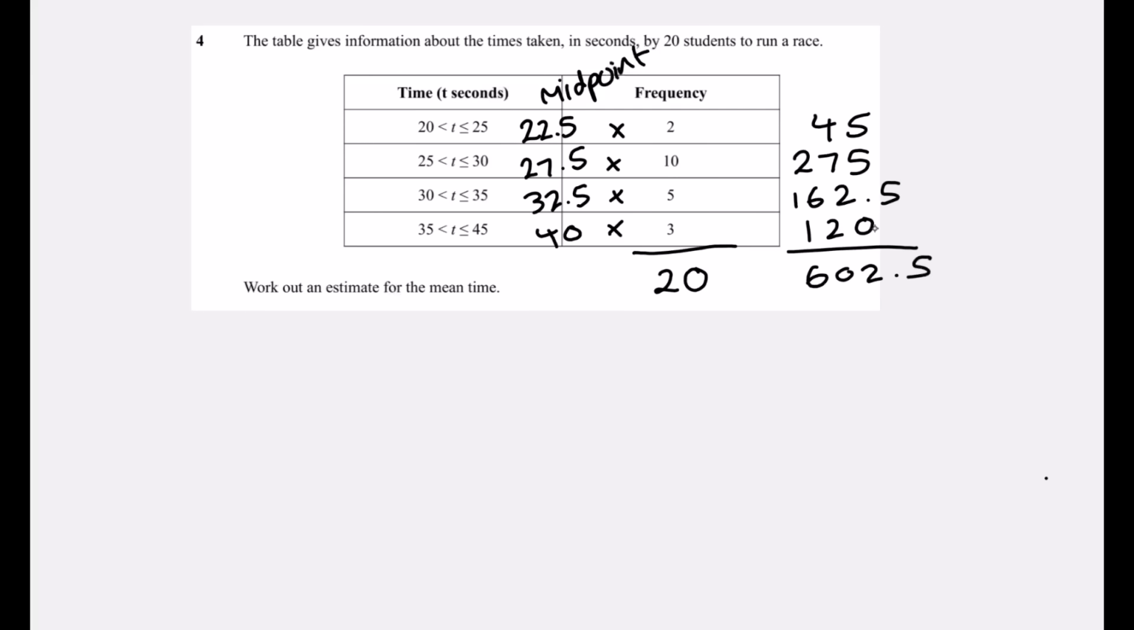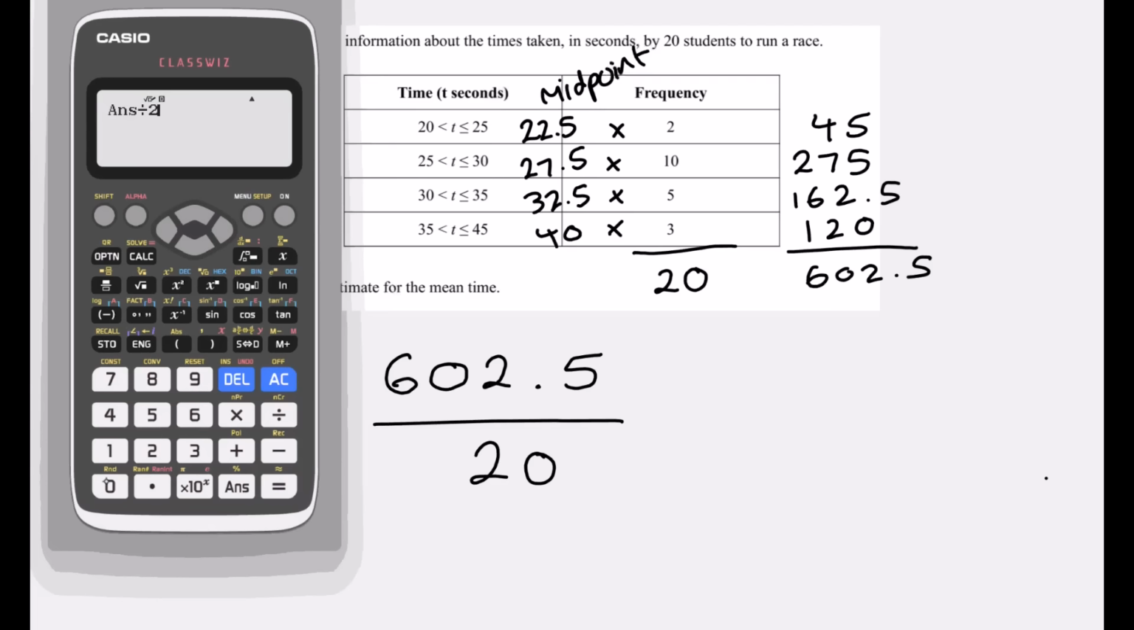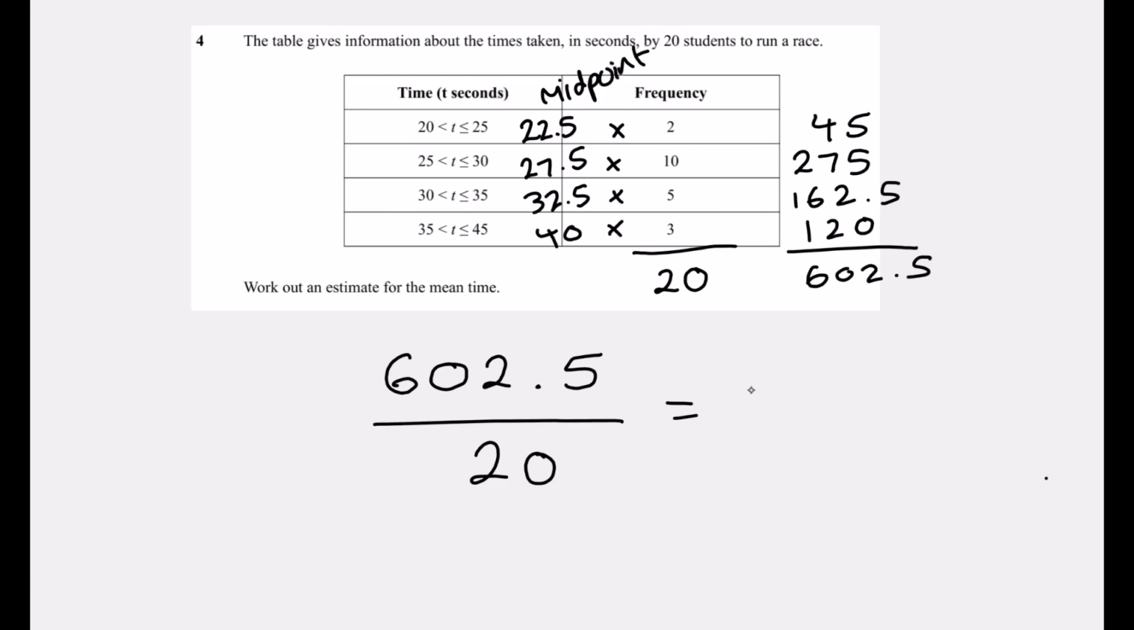So that's the total of all their times. We're saying our estimate for all of their times added together is 602.5. There are 20 students. So the mean is 602.5 divided by 20. And we get 30.125. So 30.125 seconds is our estimate for the mean.